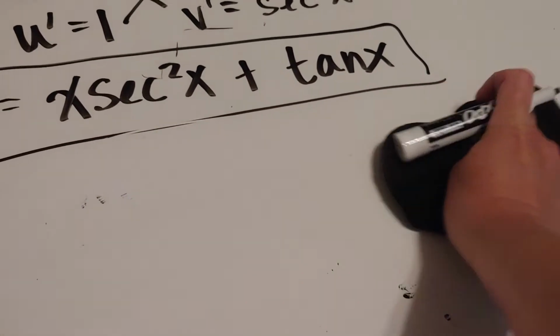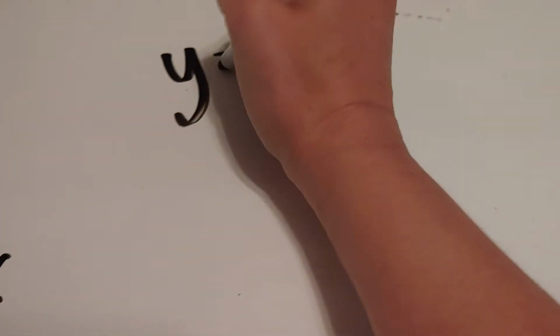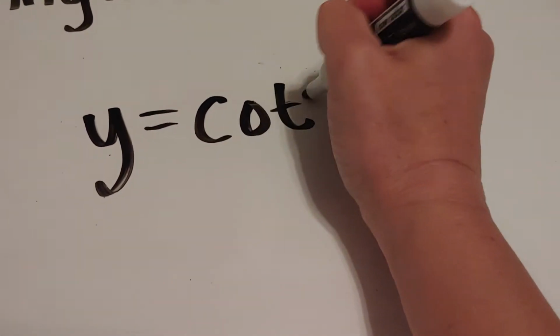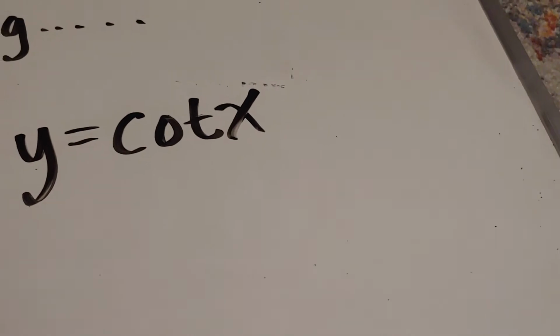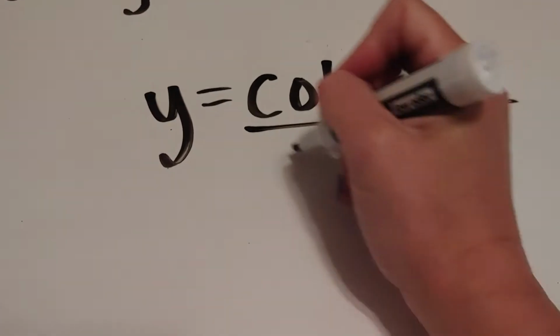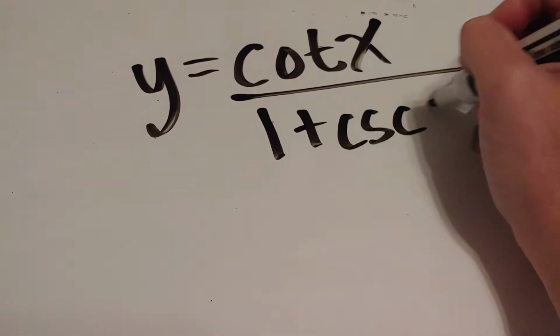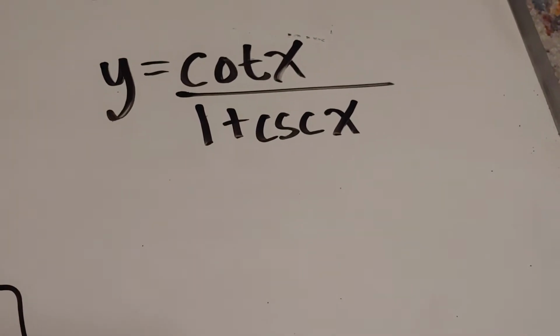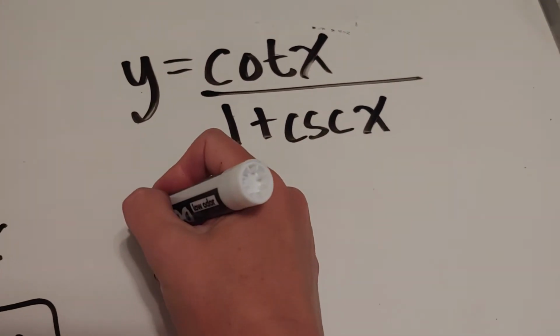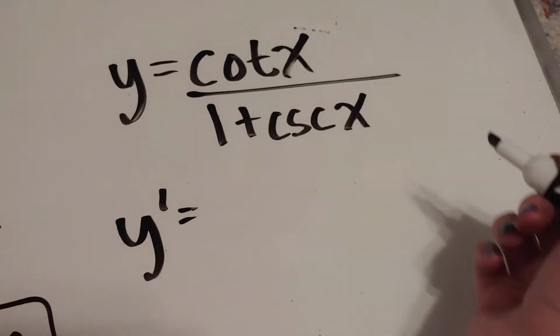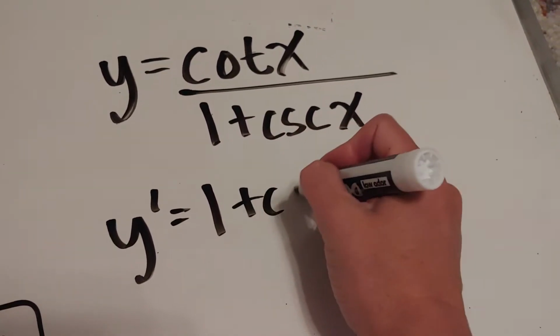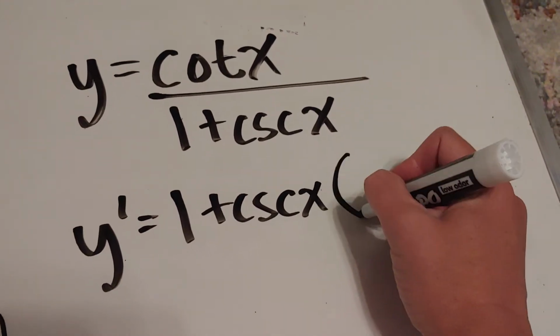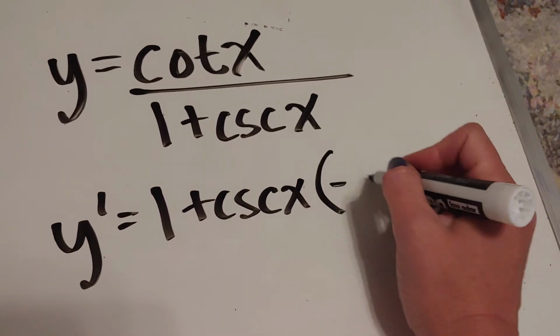What if I had something like, this is one of your homework questions. I think it's question 47 from the book. So cotangent over 1 plus cosecant x. All right, so this is going to be quotient rule. So low, d high, and the derivative of cotangent is the negative cosecant squared.